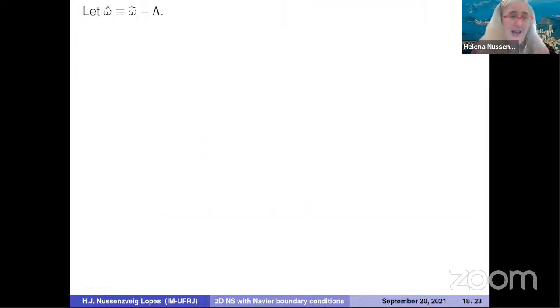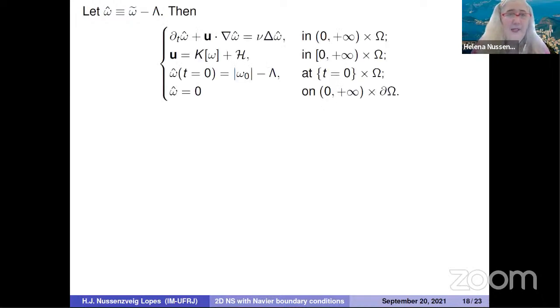Then we take omega hat, which is the difference of omega tilde and this constant lambda. Turns out that omega hat satisfies the same kind of parabolic equation with the same velocity field u, but with zero boundary conditions, Dirichlet boundary conditions. And the initial data is absolute value omega naught minus lambda.